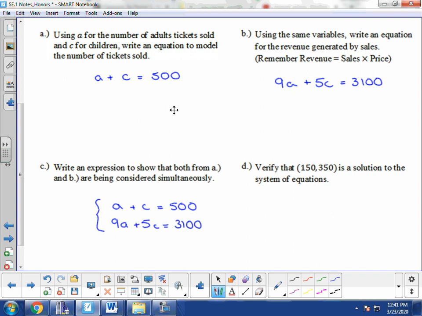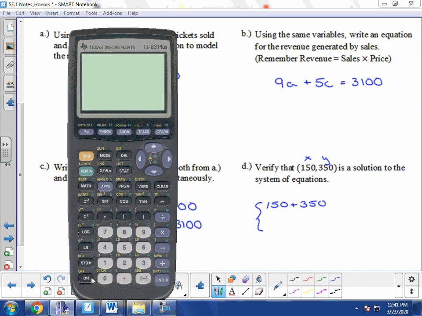In D, it says to verify that the point, and this is a coordinate, the point 150, 350 is a solution to the system of equations. Remember, 150 is an x value and 350 is a y value. So in order for this to be a solution, that means if we substitute in 150 and 350, we would have to have an equation that is equal. So let's go ahead and take the first equation and substitute in 150 for A and 350 for C. And if we need to, we can check the calculator.